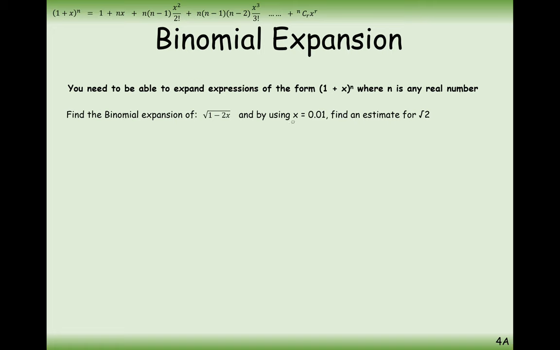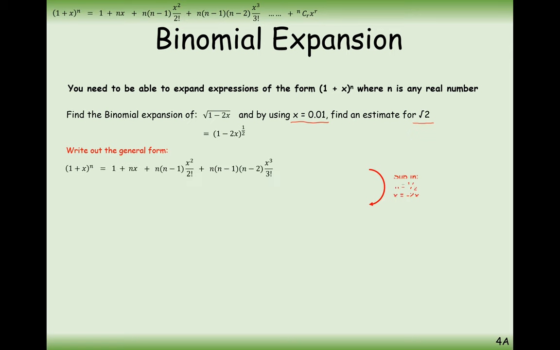Okay, let's start using the potential values of x that we're allowed to substitute into an expression like this to estimate values such as the square root of 2. So what we'll do first is look for the binomial expansion of (1 minus 2x) to the power of a half. That's what the square root symbol is. If you ever see a square root, just turn it into a power of a half.